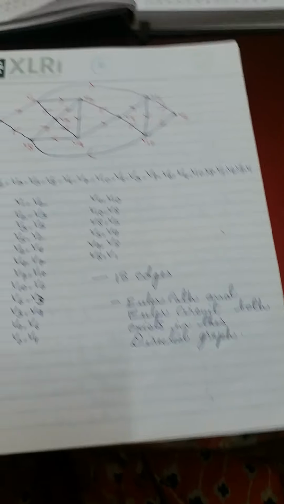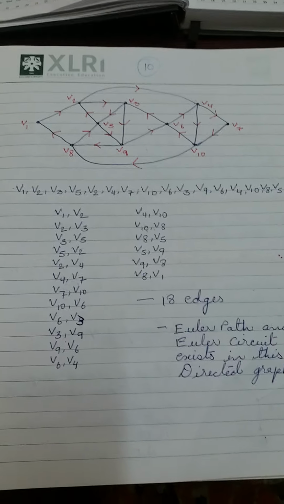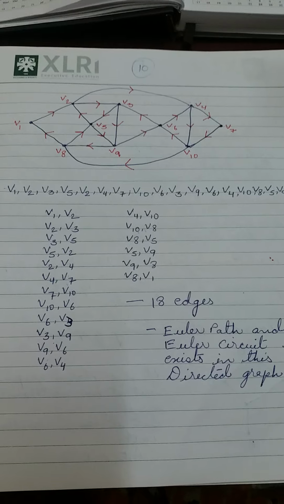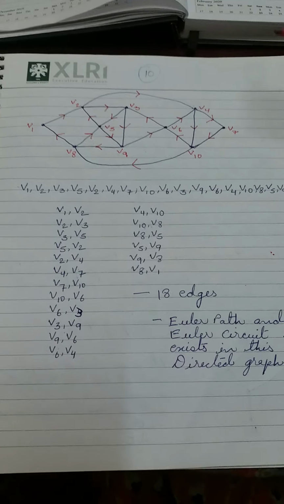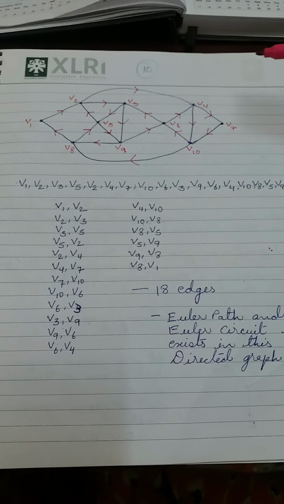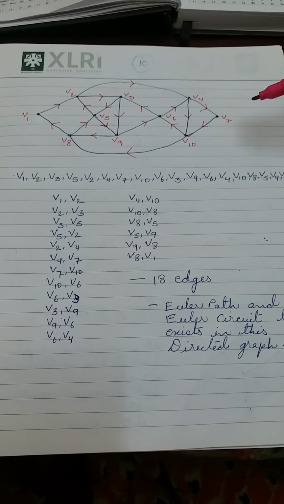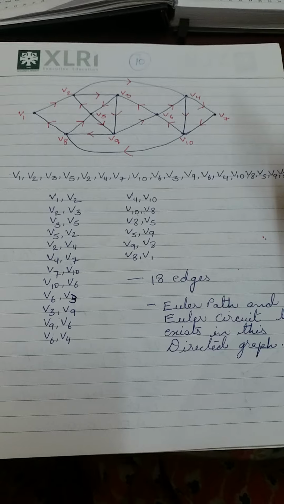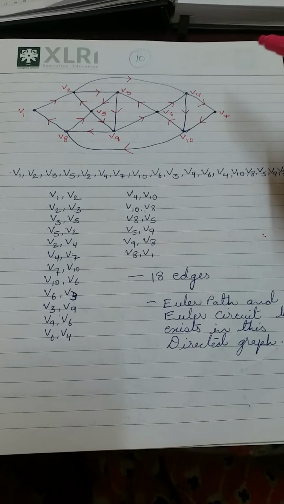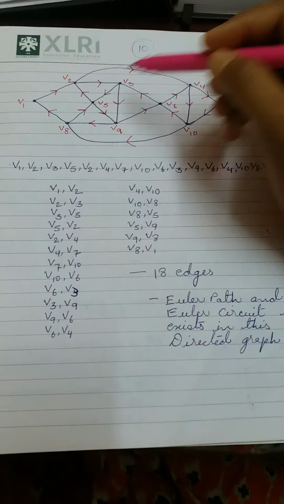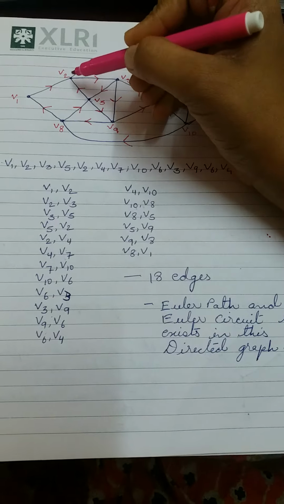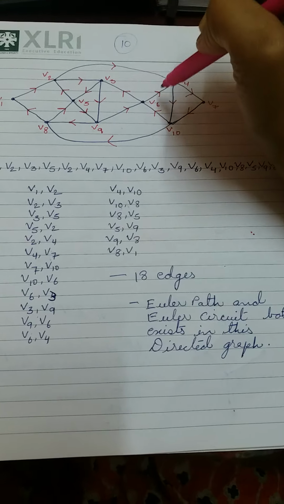Now let's see this diagram. This is a large graph. There are altogether 10 vertices. Now in this there are 18 edges and 10 vertices, and this is a Euler graph. Now look carefully at this diagram. There are how many edges? 18 edges. We'll see whether there exists a Euler path or not.